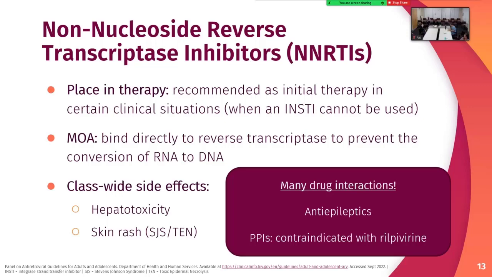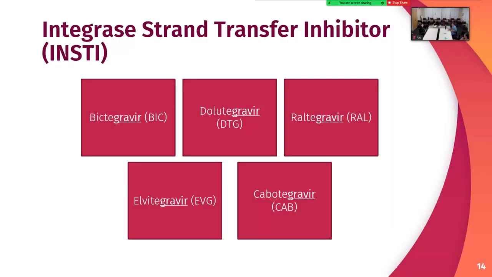They rely on the CYP450 pathway to be metabolized, which means that there's going to be a lot of different drug interactions. So if you see a patient on an NNRTI, it's always a good idea to run a drug interaction check and just make sure nothing that we've started interacts. Some specific ones I wanted to point out: anti-epileptics can interact frequently, and PPIs are particularly contraindicated with rilpivirine, which I know we start patients on a lot on the inpatient side. So you may just want to check to make sure there are no interactions.